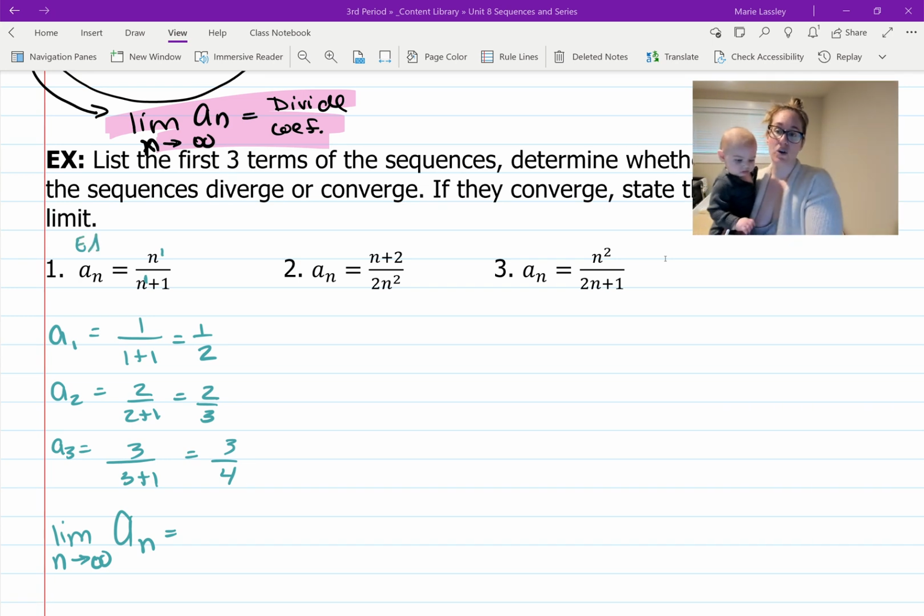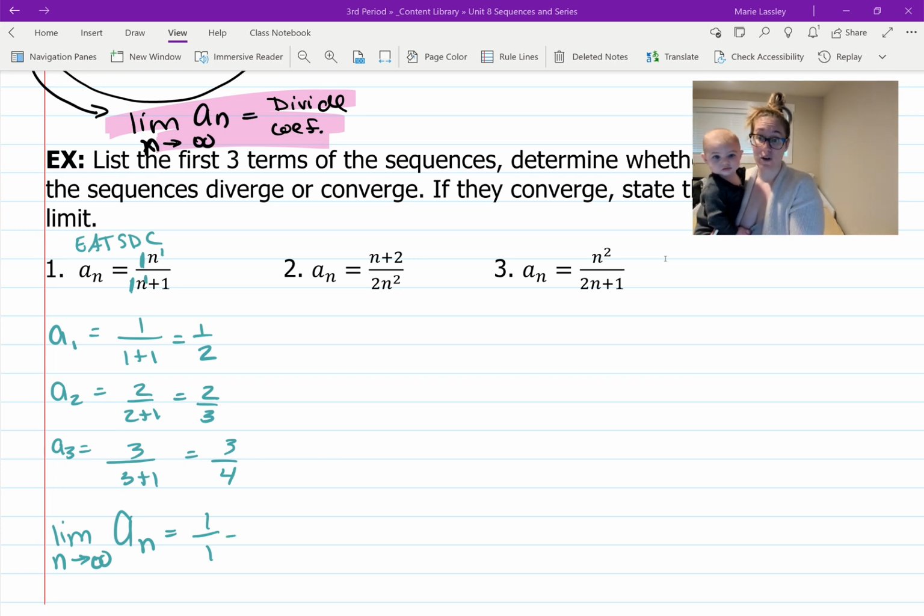So what we need to do is divide the coefficients in front of those highest exponent variables. All right, so in front of n to the first, we have a 1. In front of the n to the first on the bottom, we have 1. So divide coefficients, 1 over 1 equals 1. And that makes sense, right? So we have 1 over 2, 2 over 3, 3 over 4, 4 over 5, 5 over 6.